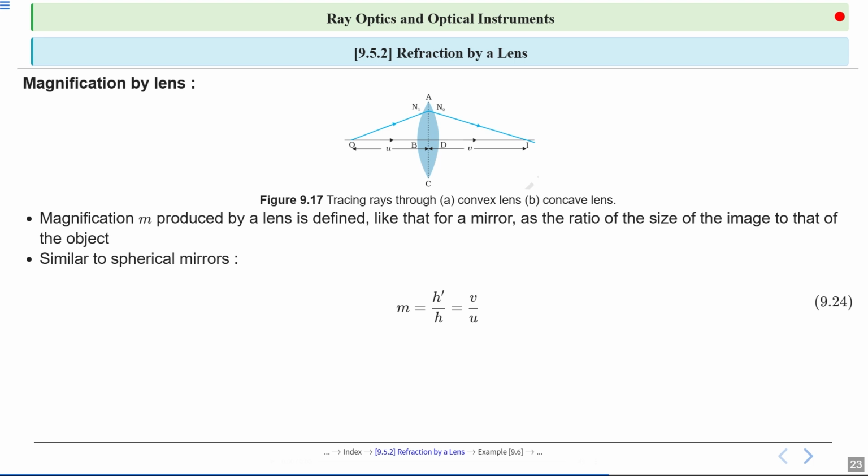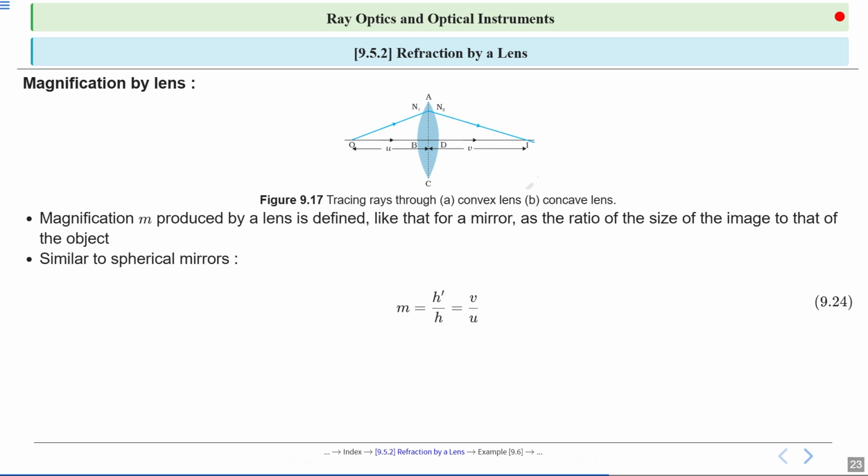Okay, so what is the definition for magnification? We have discussed it in the mirrors also. It is the ratio of size of image to that of the object. That means M is equal to H dash upon H, which is equal to V upon U. In the case of mirrors, we discussed H dash upon H is equal to minus V upon U. But in the case of lenses, the minus sign is not there.